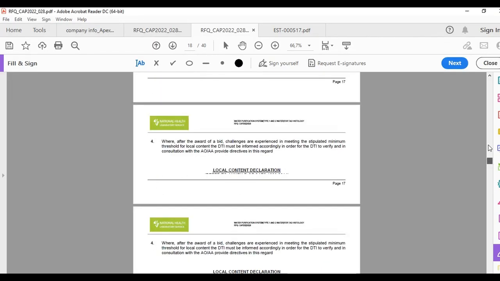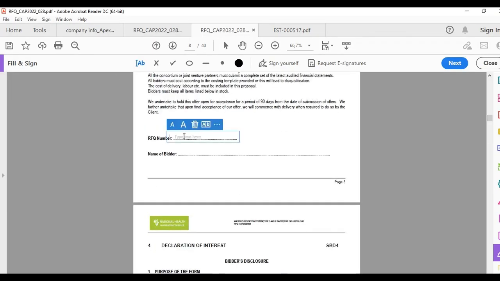Okay, so let's go back up. Okay, RFQ number here would be the same number that's on the reference. This is that CAP 2022-028. Then the name of bidder would be Apex Scientific here.